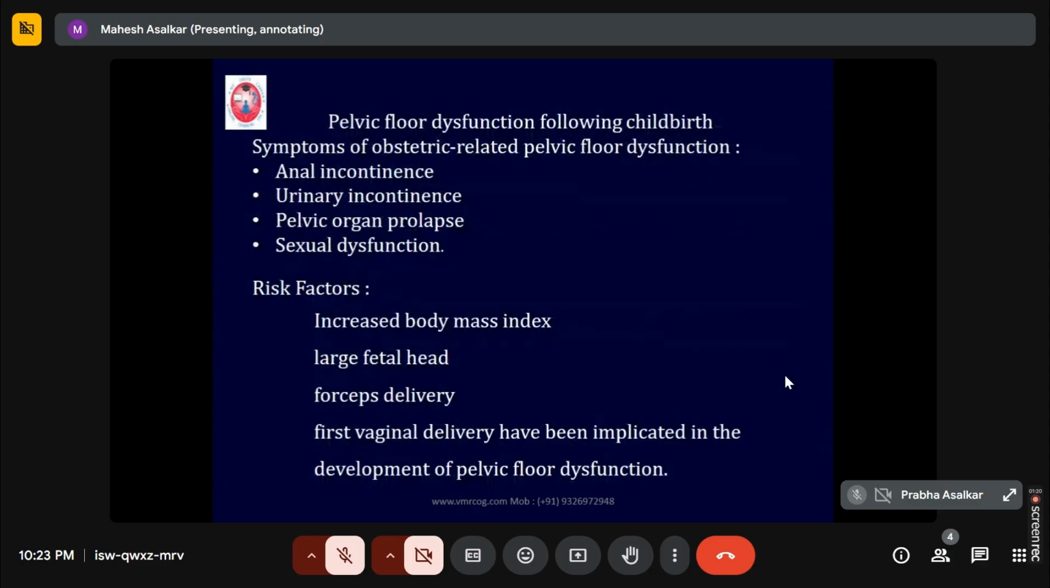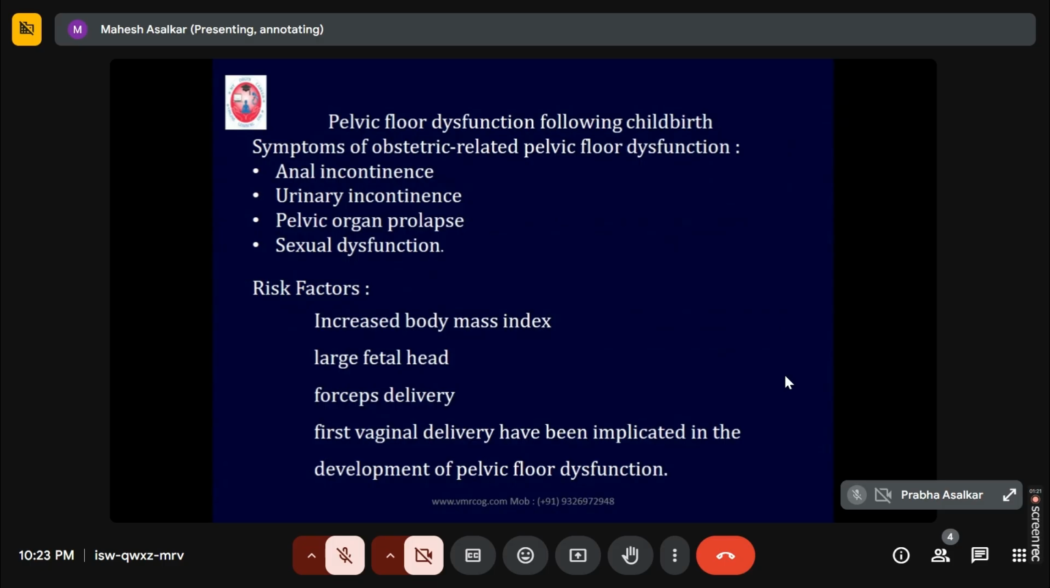Okay, now pelvic floor dysfunction following childbirth. We have just seen the anatomy of the pelvic floor. Now what happens during childbirth and what dysfunction gets developed? So there can be anal incontinence, urinary incontinence, pelvic organ prolapse and sexual dysfunction. All these may occur in the immediate period or may happen over a period of time also.